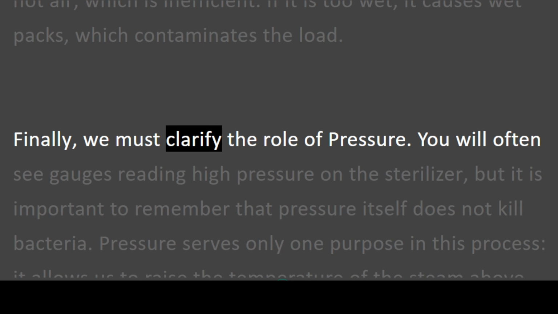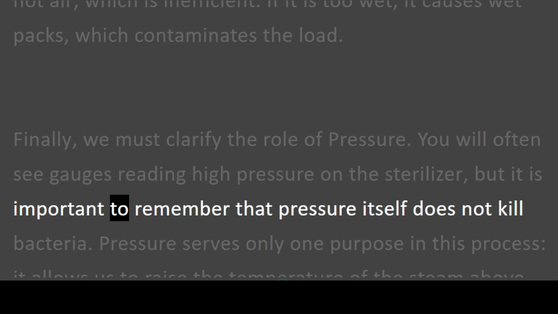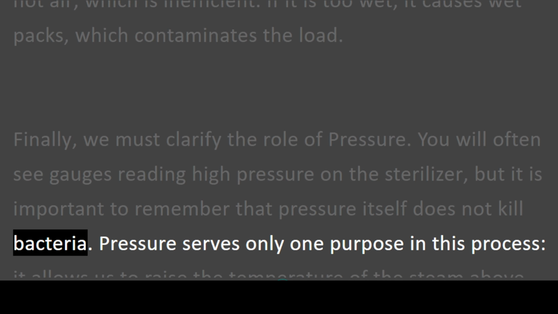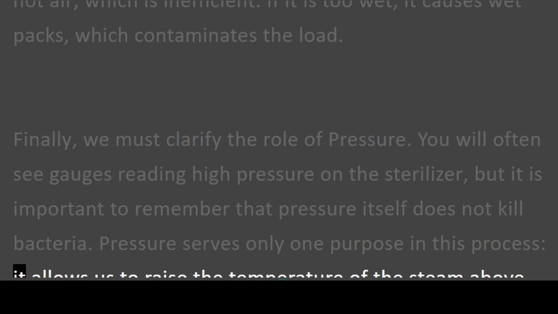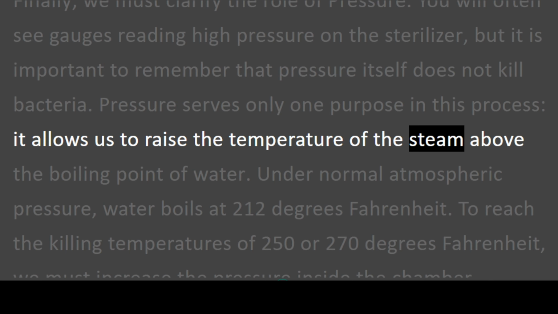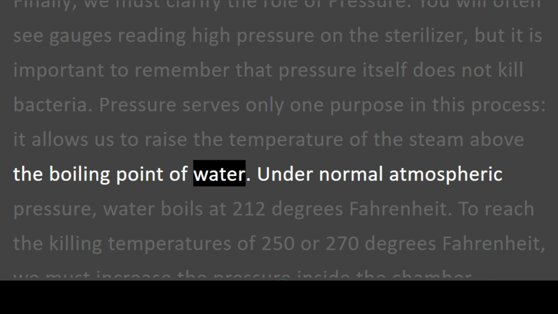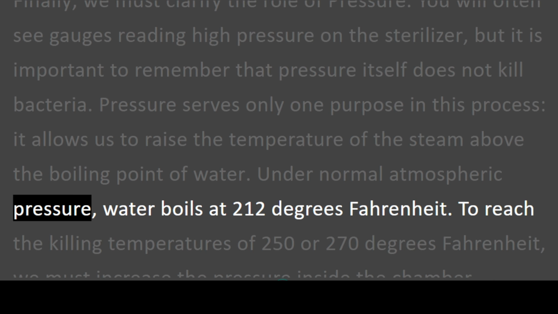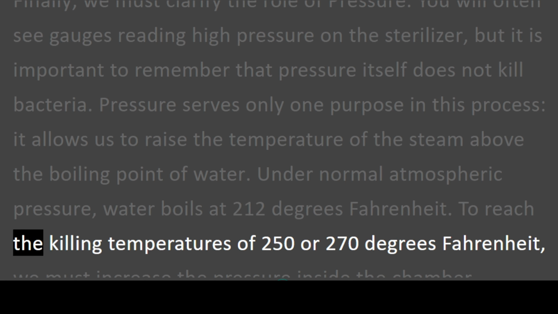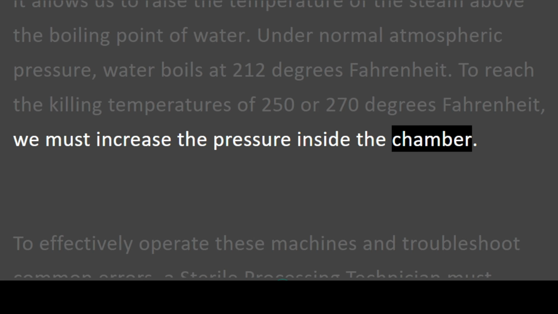Finally, we must clarify the role of pressure. You will often see gauges reading high pressure on the sterilizer, but it is important to remember that pressure itself does not kill bacteria. Pressure serves only one purpose in this process. It allows us to raise the temperature of the steam above the boiling point of water. Under normal atmospheric pressure, water boils at 212 degrees Fahrenheit. To reach the killing temperatures of 250 or 270 degrees Fahrenheit, we must increase the pressure inside the chamber.